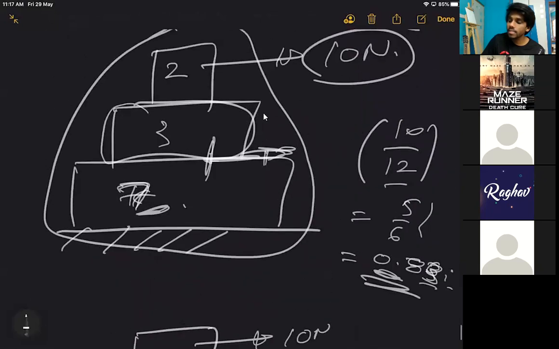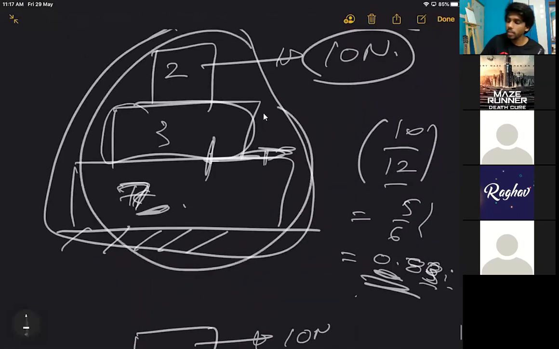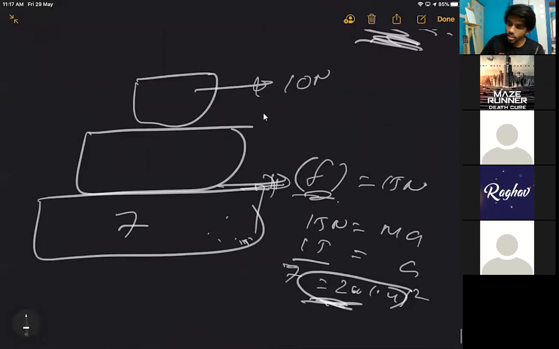But if I consider all the blocks are combinedly moving, the acceleration is a lesser value than that. So the considered case can be true for now, but we still don't know because we have to check for the second block also, right? So I'm going to check for the second block. Let's just check for that. Okay, guys.